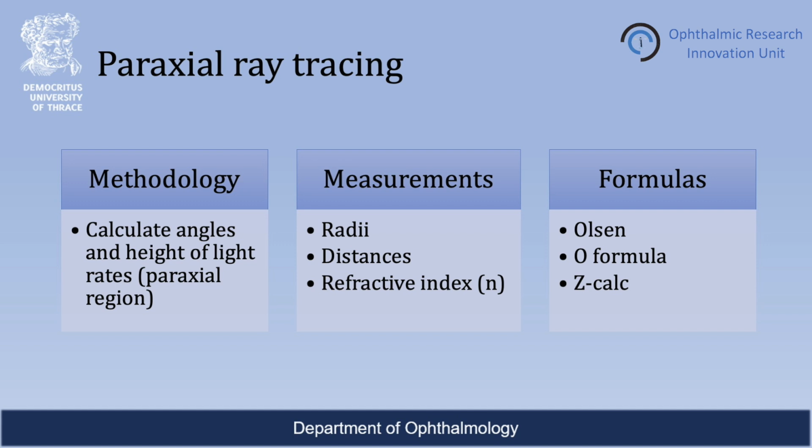Paraxial ray tracing formulas are based on calculating the angles and height of light rays in the paraxial region. The intraocular lens power calculation through these formulas requires the calculation of the radii of corneal curvature, the refractive index, and the distances among the ocular tissues. The Olsen, Barrett, and Z-calc are the most commonly used formulas.